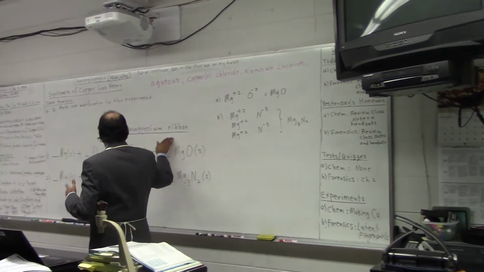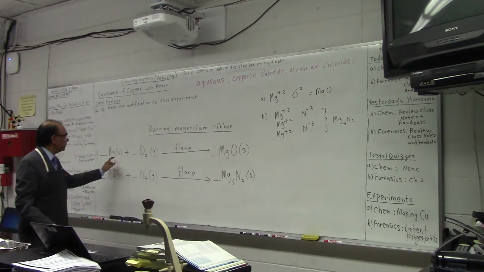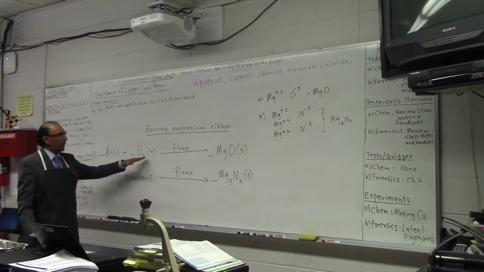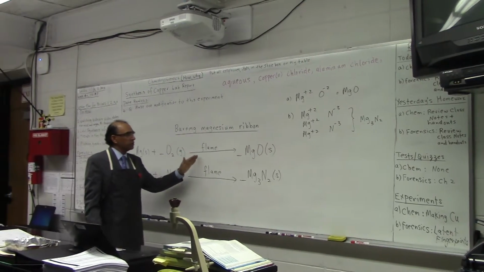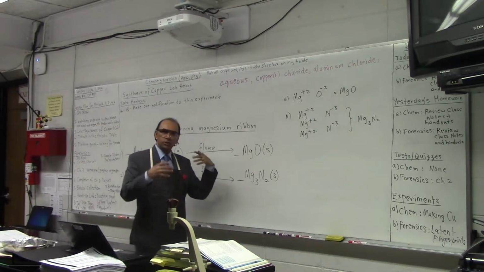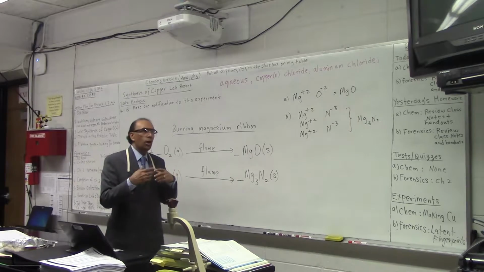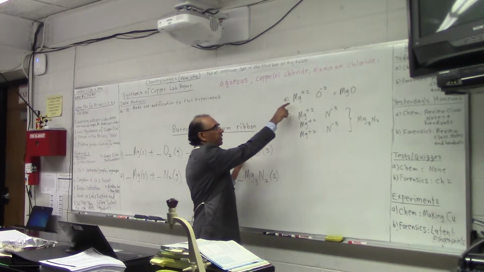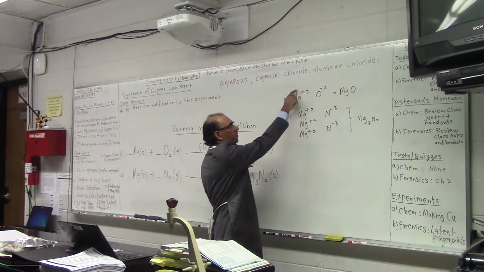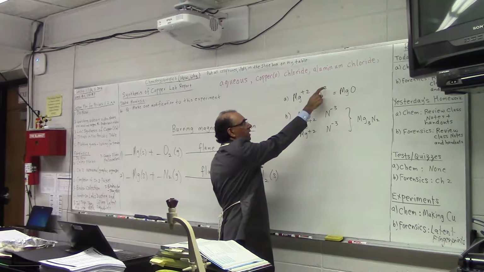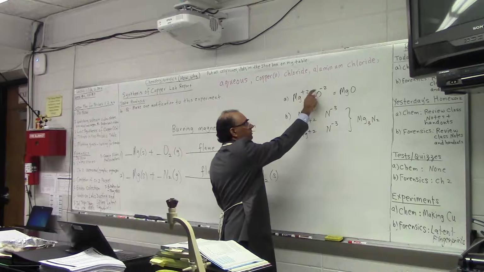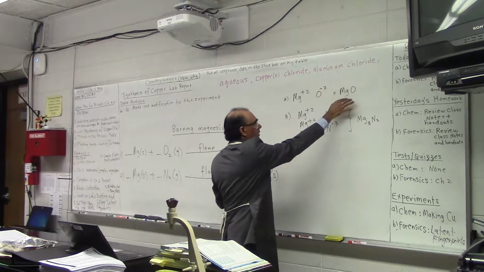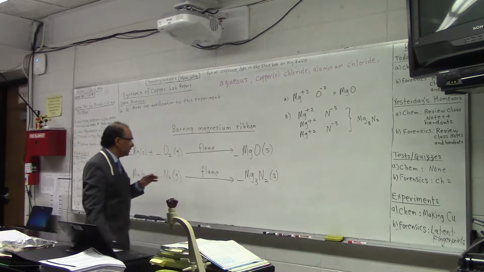So we were talking about burning magnesium ribbon. So we have magnesium, which is a solid, reacting with oxygen gas in the presence of flame. And you can ask students to deduce what the formula for magnesium oxide is, and you can walk them through this. Magnesium ions, Mg2+, oxide ion is 2-, you balance the charges, positive and negative, and your formula is MgO. Now there's a second reaction that occurs.